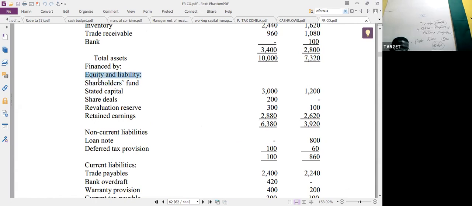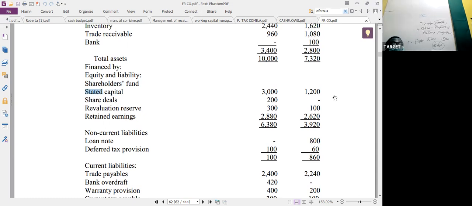Shareholders' funds, we talked about it already. Share capital, that's the 3,000 and then the 1,200, we talked about it. Share deal, please. Just find the difference. If it increases, it's an inflow. If it decreases, it's an outflow. After the exams, I'll explain the reason why it's like that. When it increases, it's an inflow. That money is coming in.